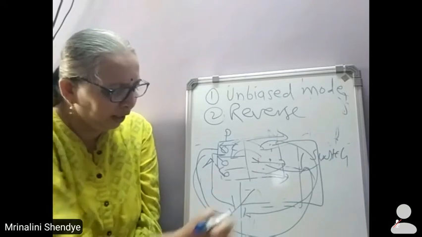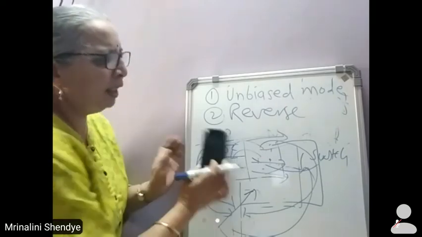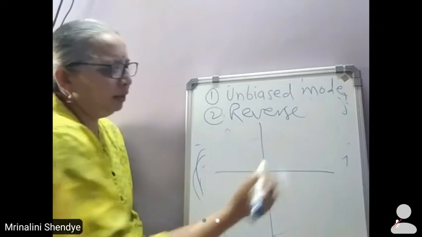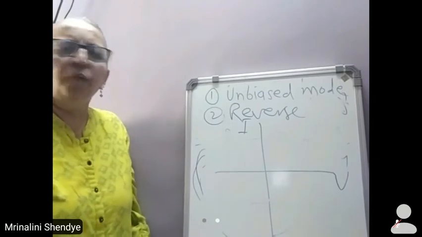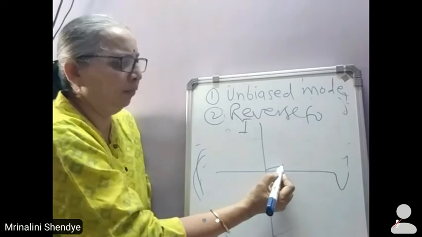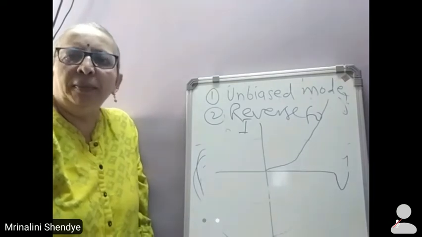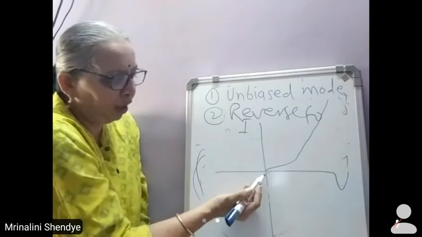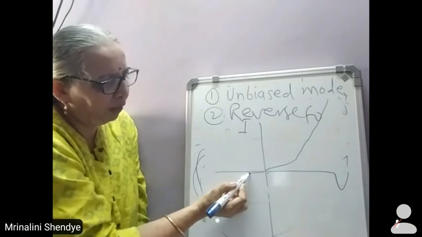If you go on increasing the value of the external potential difference, then this is observed if you plot the graph. This is current I versus voltage V. For forward bias, initially there is no current, and after a certain value the current increases rapidly. Similarly, for reverse bias, this is the positive side of V and now you are making the negative side of V. So in reverse bias the magnitude of current is very low.